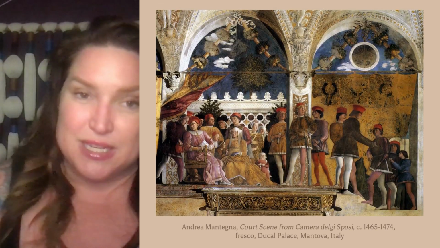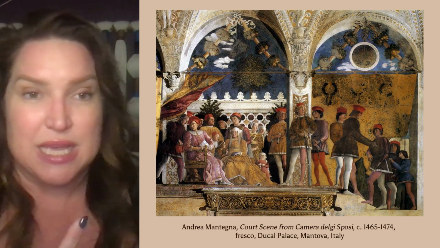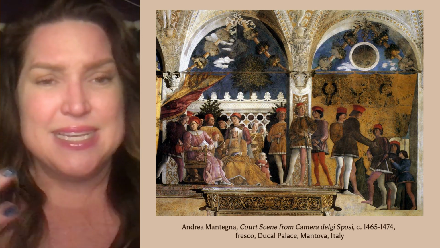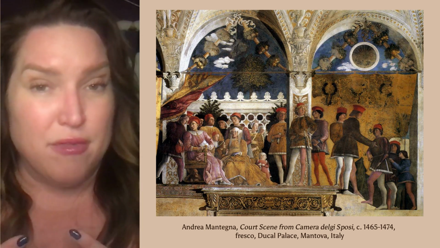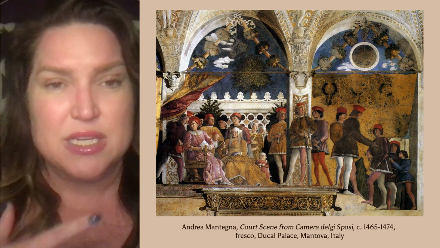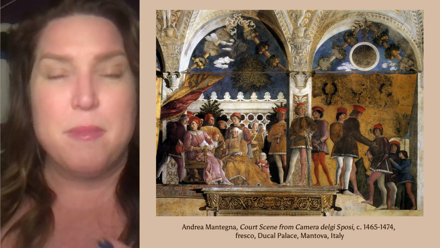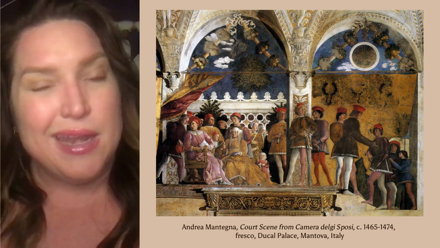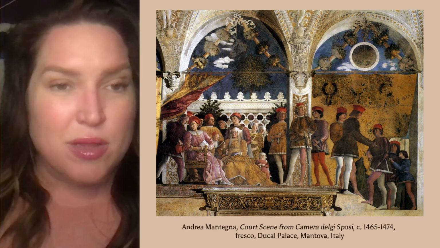What do we see depicted in the Camera Picta by Andrea Mantegna? Well, we see a court scene. We see Ludovico Gonzaga receiving news from his son, and he is seated with his wife and some of their children, as well as other members of the court. So we see a depiction of courtly life, hanging out at the court, talking about politics.